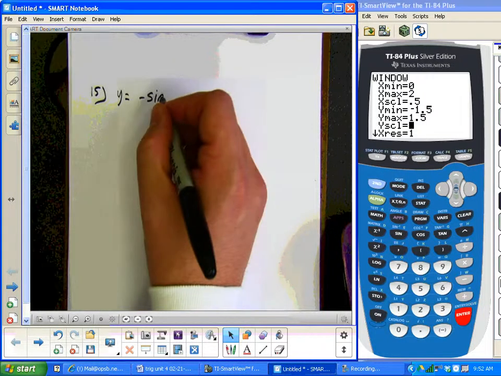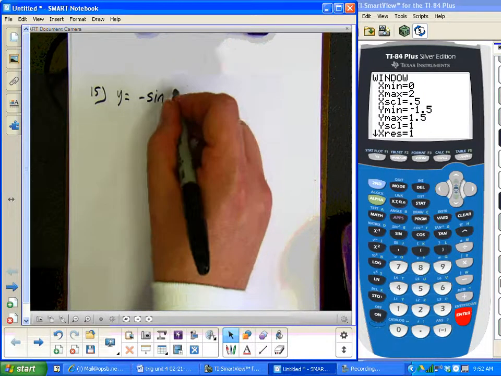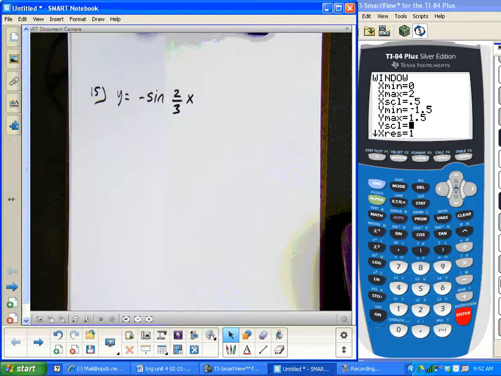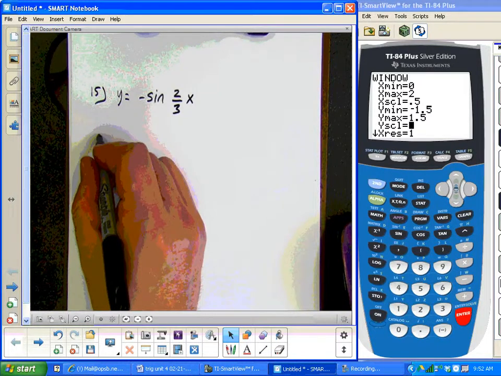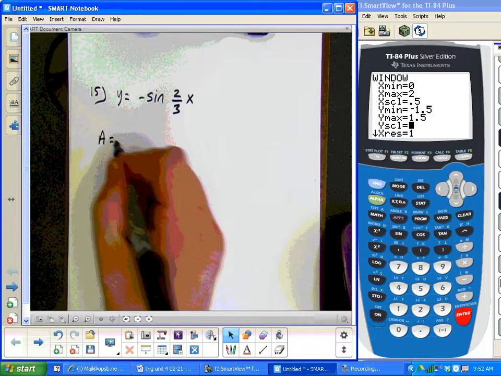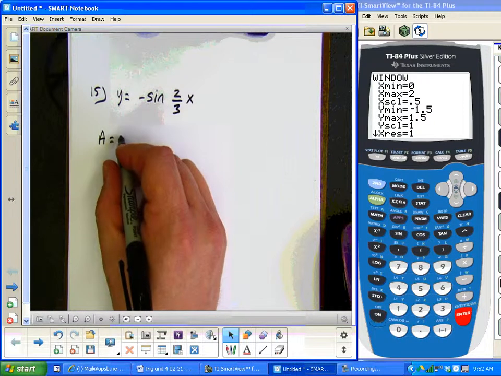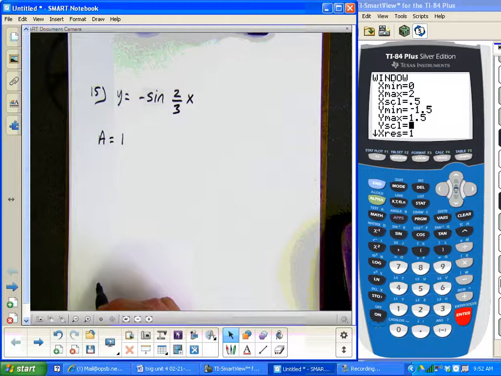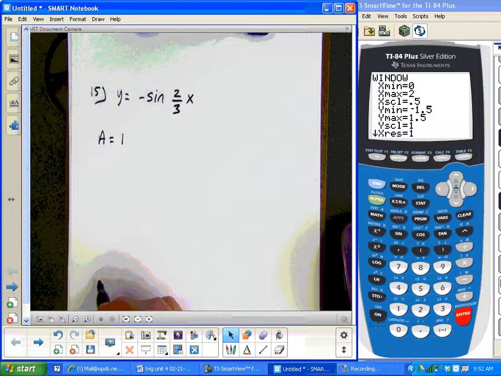negative sine of 2/3 x. So when you have a fraction for a coefficient, it does make it a little bit more complicated to calculate what the period is. All right, amplitude here, well, we don't see a number, but what's understood there? 1. And we don't say -1, do we? Because it's the absolute value.